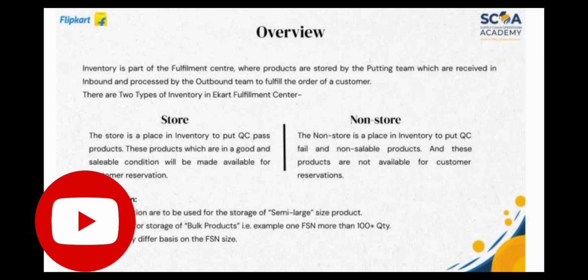There are two types of inventory in a fulfillment center. Store. The store is a place in inventory to put QC pass products. And the non-store. The non-store is a place in inventory to put QC fail and non-sellable products. Pallet locations are to be used for the storage of semi-large size products. Also used for storage of bulk products, for example, 1 FSN with more than 100 plus quantity.